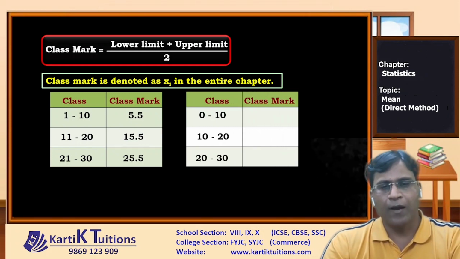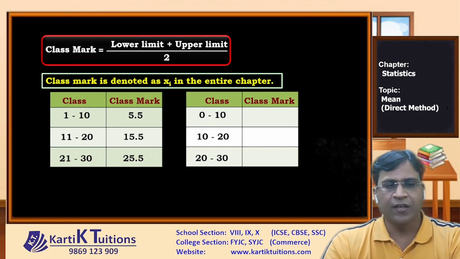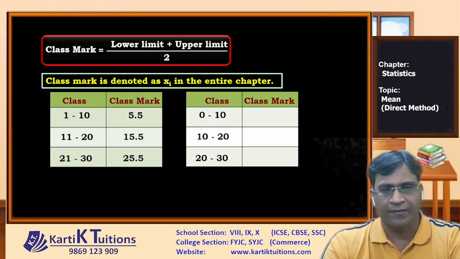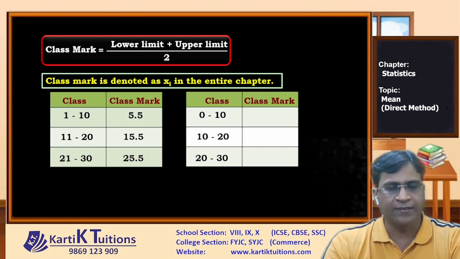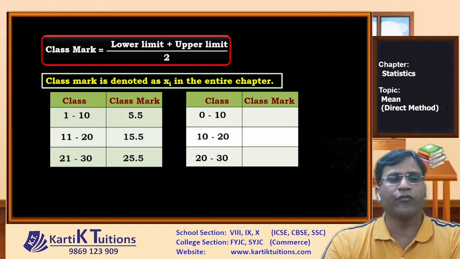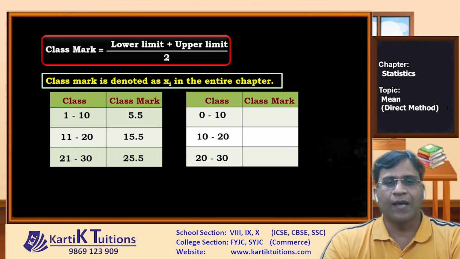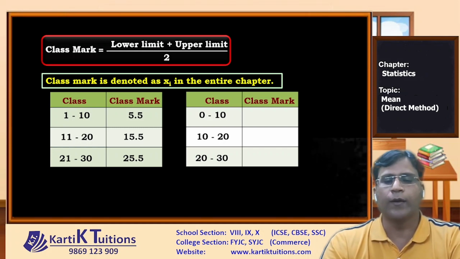Now, the next part I have considered is continuous classes. I hope you have studied this in your previous standard also. The basic difference between the first example and the second example is that in the first example, if you consider 1 to 10, the next class is 11 to 20. In that, the lower limit of the second class is not the upper limit of the first class. Whereas in the second example, the classes are 0 to 10, 10 to 20, 20 to 30.